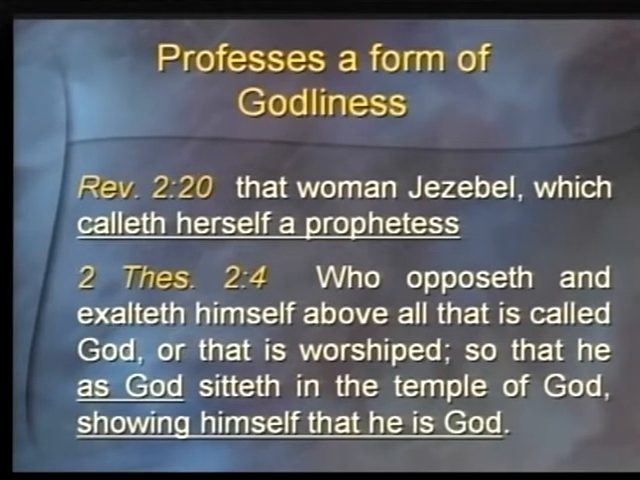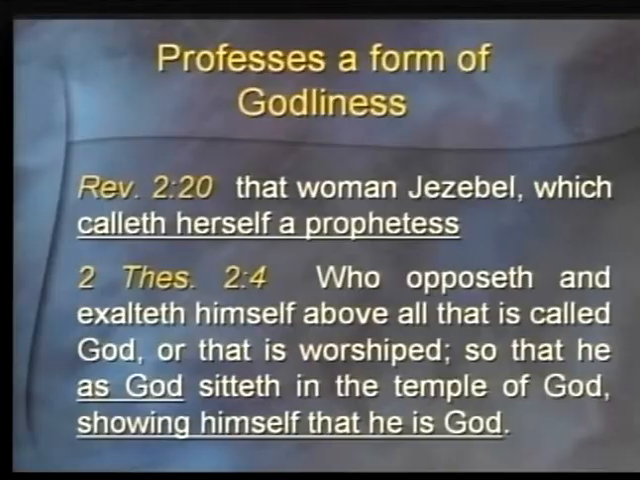Notice what it says in the first portion again, Revelation 2 verse 20. That woman Jezebel, which calleth herself a prophetess. Is she a prophetess? No, she calleth herself a prophetess. And then a verse in 2 Thessalonians 2 verse 4, which has a direct reflection of the Antichrist, which is exactly what we find in Revelation 13. Revelation 13 is there to point out the Antichrist.